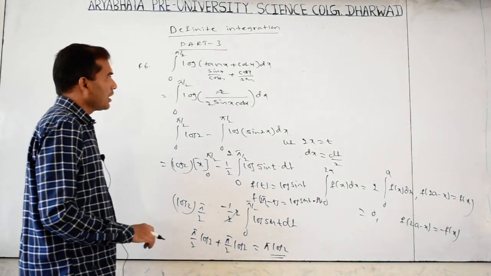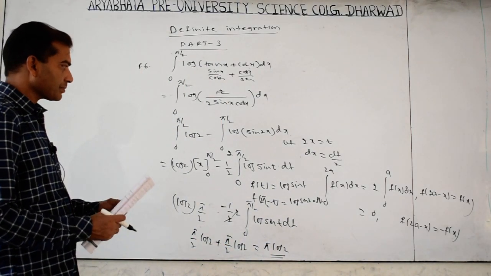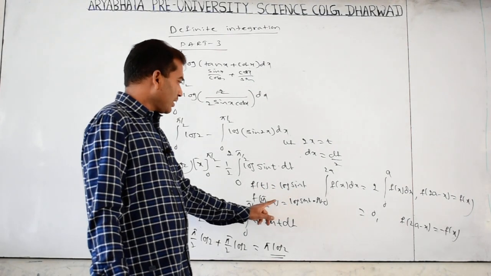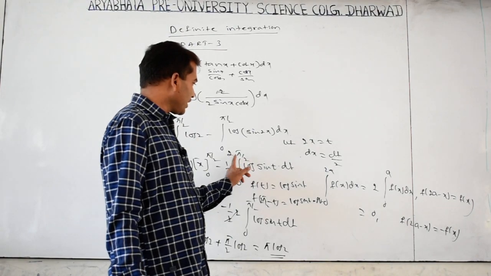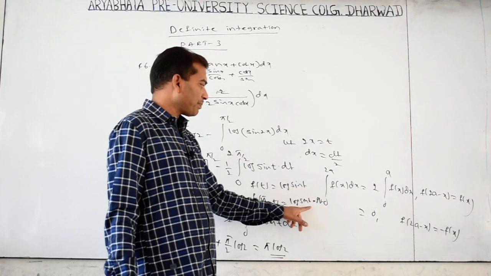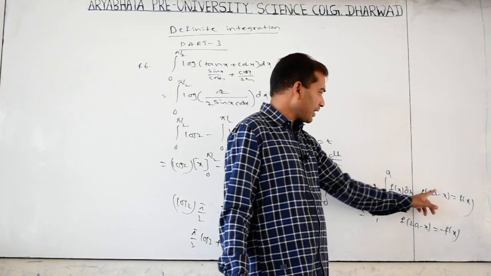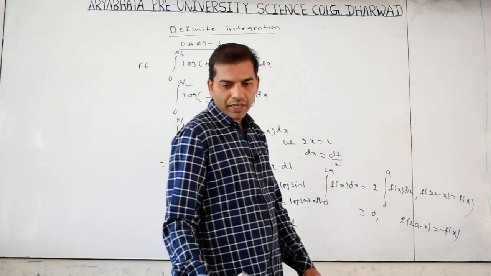This is important for J. Understood? Here f of t is log of sin t, with 2a meaning pi, pi minus x, sin of pi minus x, we will get sin x. So this is equal to f of x. F of 2a minus x equal to f of x, then this is equal to 2 into the integral from 0 to a of f of x dx.